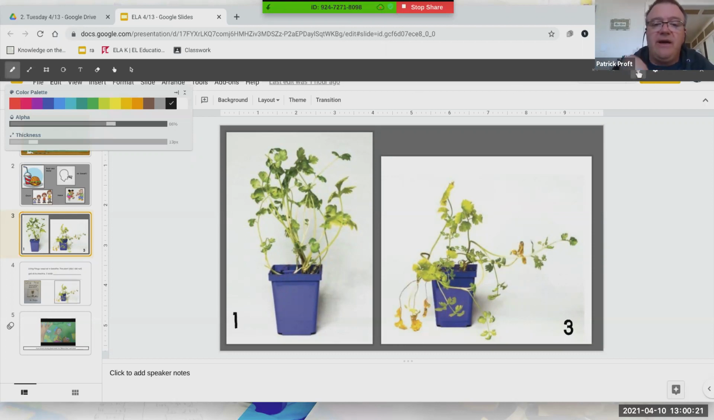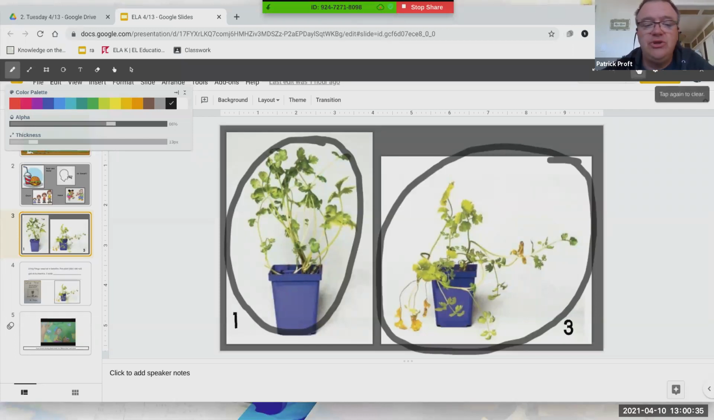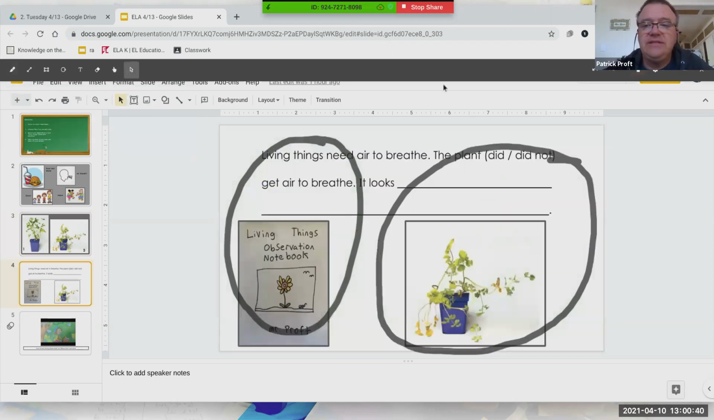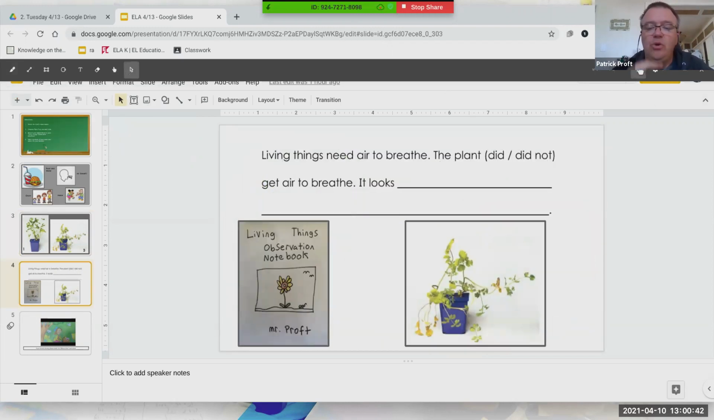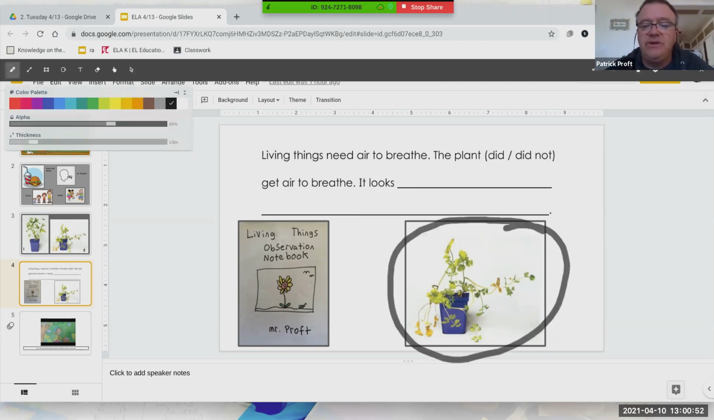Okay, so we've just now observed these two plants. We've looked at the plant that got plenty of sun, plenty of food, and plenty of air. And we've looked at this plant here, which got plenty of food, plenty of water, but no air. Now we're going to write what we observed inside of our living things notebook. So you're going to do two things. Thing 1, you're going to draw a picture of the plant that we looked at today. You're going to draw a picture of the sad plant.